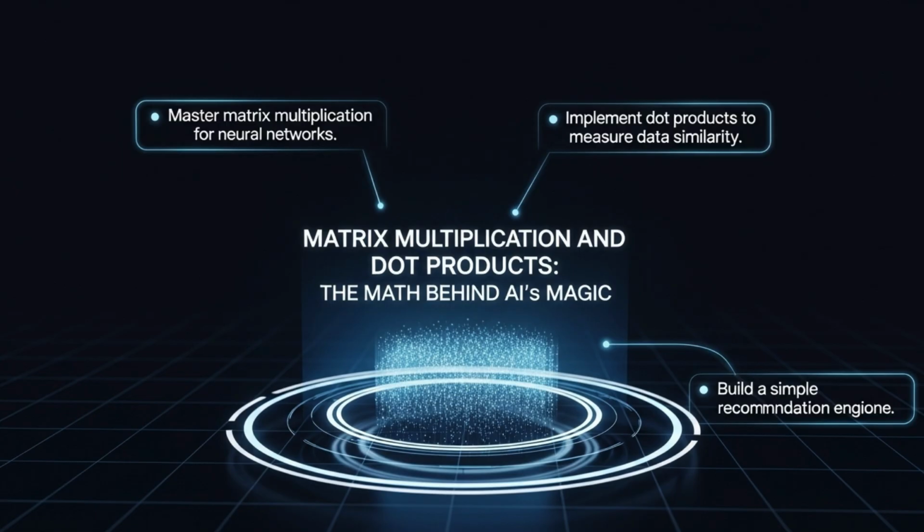First, you'll learn to master matrix multiplication, understanding its role as the core of every neural network's forward pass. Second, we'll dive into implementing dot products from scratch, gaining a clear insight into how AI systems quantify similarity between different data points. And finally, we'll bring it all together by building a simple recommendation engine, much like the ones used by major streaming and e-commerce platforms, demonstrating these matrix operations in a practical, real-world context.